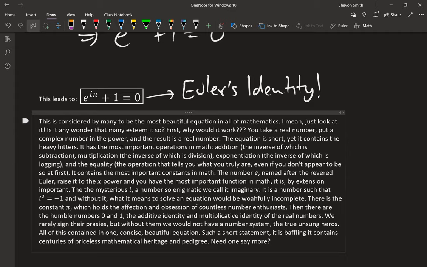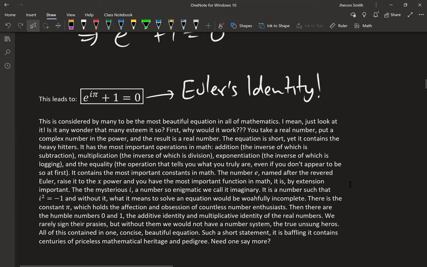And all of those guys, the most important operations in math, the most important constants in math, the most important relationships in math, they're all in one equation. One concise, beautiful equation. It's very short, but it's baffling. It contains centuries of priceless mathematical heritage and pedigree. Zero matters.